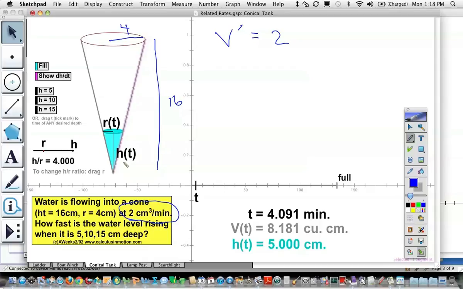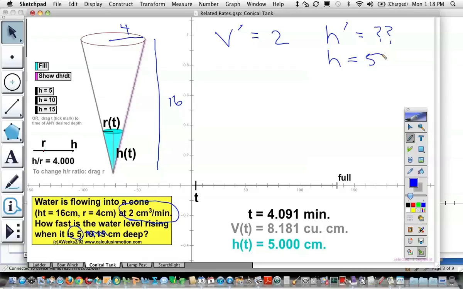In our units here would be H prime. So they're asking me to find H prime. And we want to find H prime when the water is 5 centimeters deep. Let's ignore these other ones. What would that be? That'd be H. So when H is 5. Those are the things we're given, and those are the things we need to find.